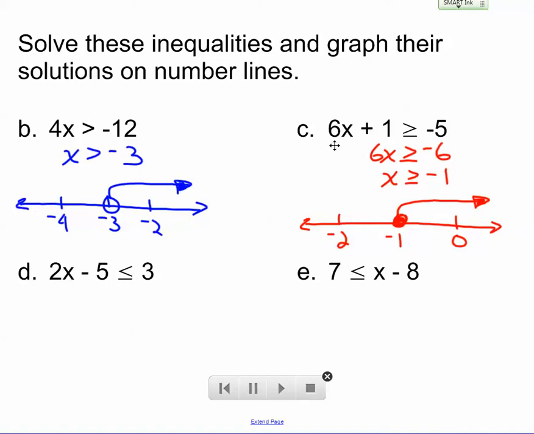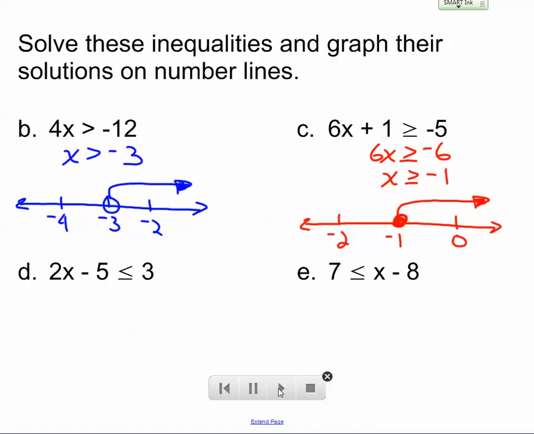6 times negative 2 is negative 12. And negative 12 plus 1 is negative 11. But negative 11 is not greater than negative 5. Negative 1 does work. We get negative 6 plus 1 is negative 5. Is negative 5 greater than or equal to negative 5? Yes, it's equal to it.